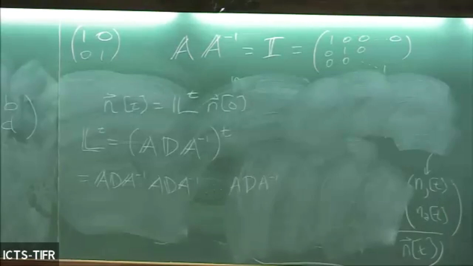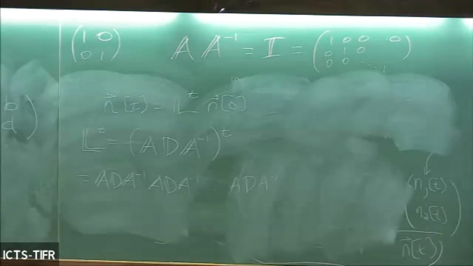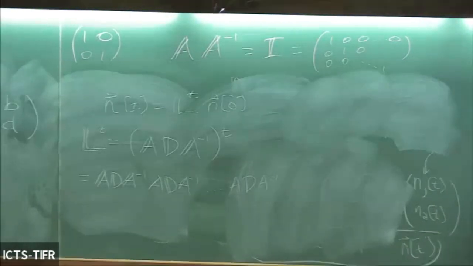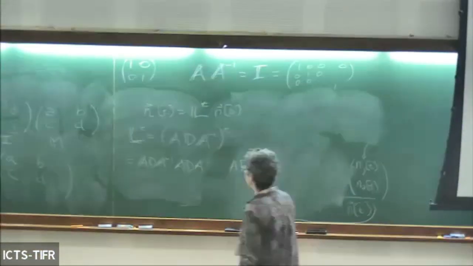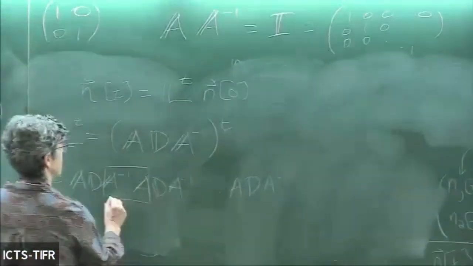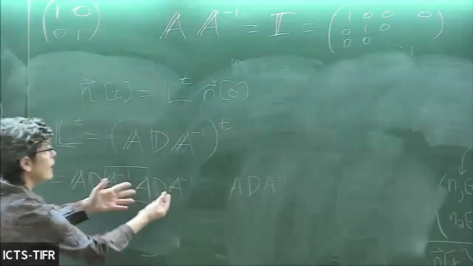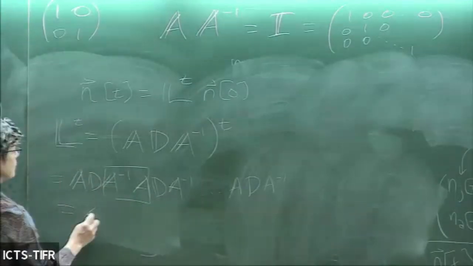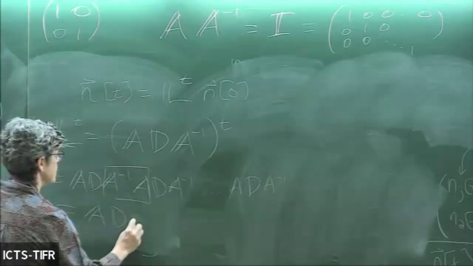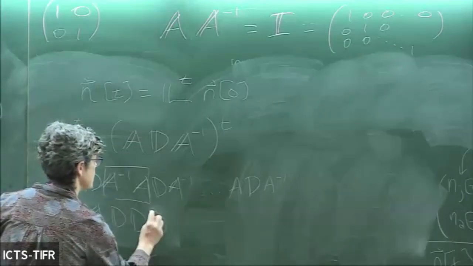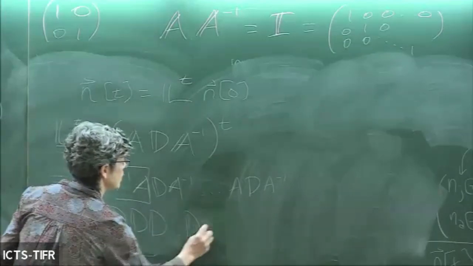You see something that's going to cancel here? What's that? The A inverses. These are just the identity matrix. I could write it in as I, but I know I times D is just D, so I'm not going to bother. A, D times D times D, t times, times A inverse.